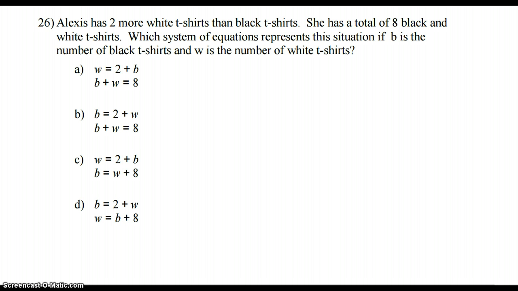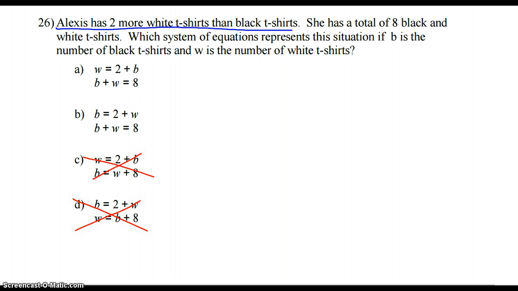Every time you see an 8, each of these systems has the number 8 involved. Remember that 8 is the total number of shirts that we have together. So B plus W, or black t-shirts plus white t-shirts, has to equal 8. So systems that do not contain that would be C and D. So we can eliminate those two. And then the hard part is checking out, okay, which of these is right? Is it A or B, depending on the first equation?